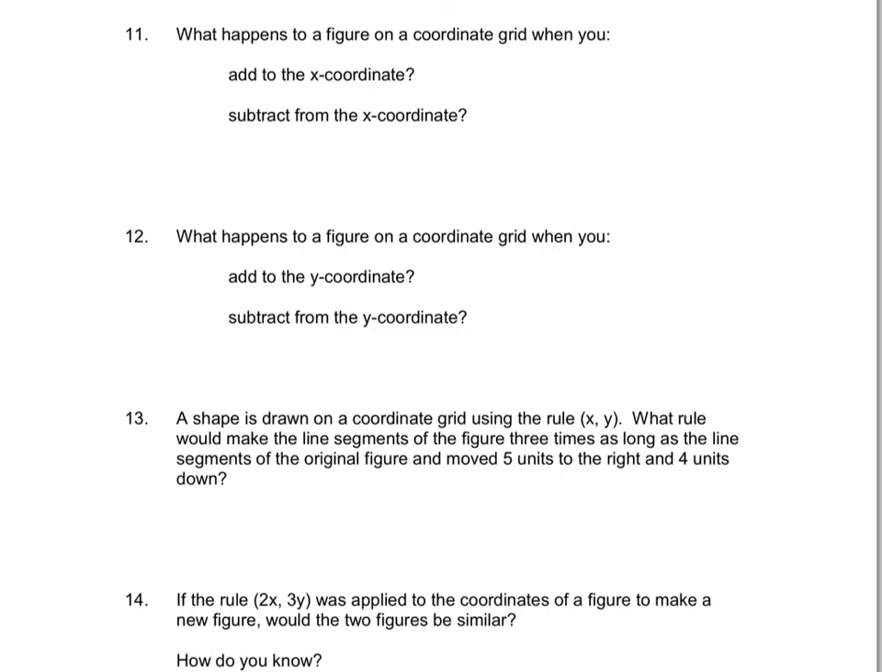Number 11. What happens to a figure on a coordinate grid when you add to the x-coordinate? The figure moves to the right. So when you subtract from the x-coordinate, the figure moves to the left. For number 12, what happens to a figure on a coordinate grid when you add to the y-coordinate? The figure moves up. And when you subtract from the y-coordinate, the figure moves down.